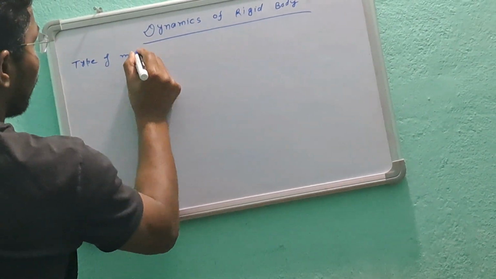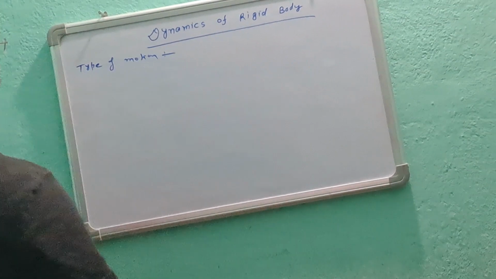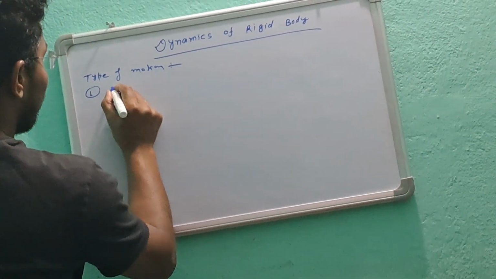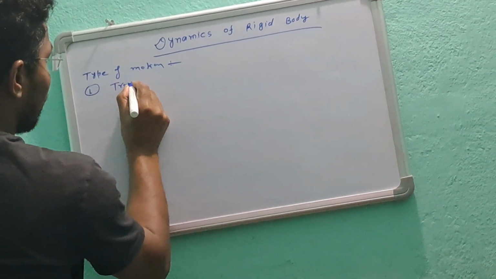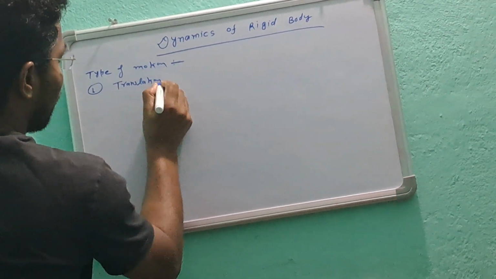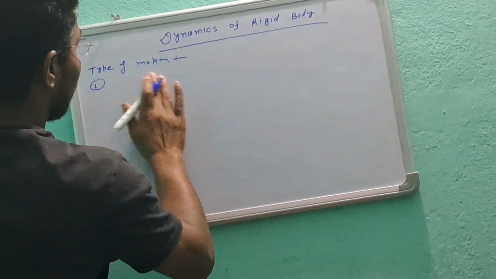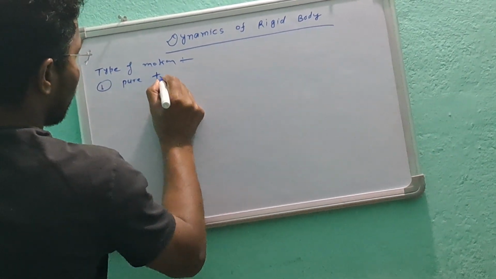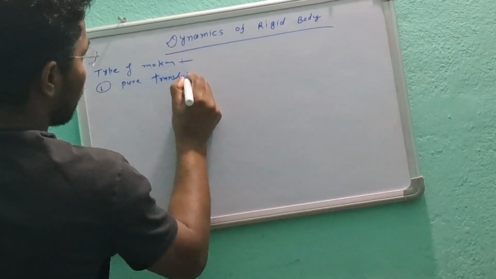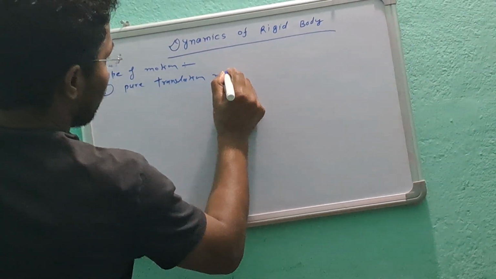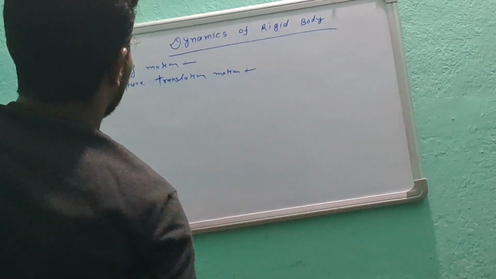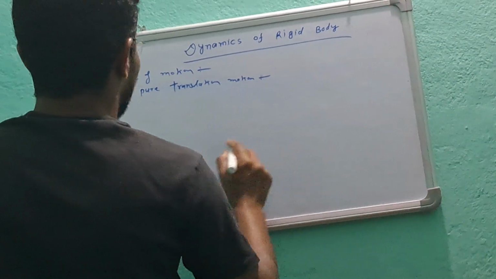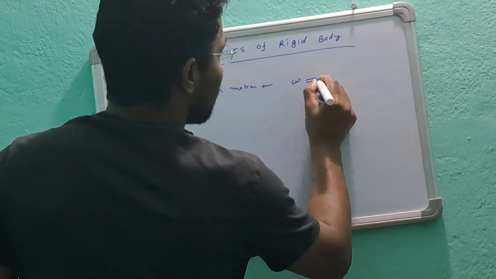Types of motion. So the first one is pure translational motion, which means omega is equal to 0.